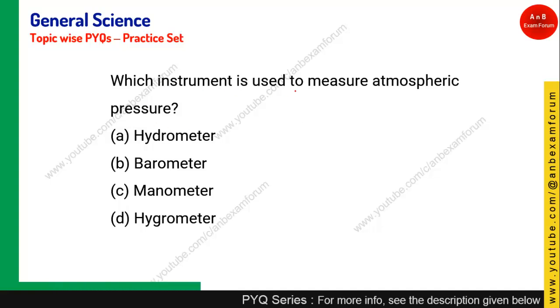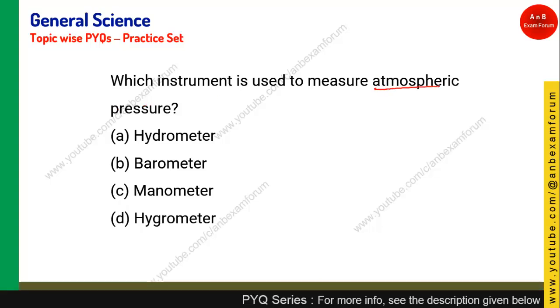Which instrument is used to measure the atmospheric pressure? Okay, atmospheric pressure, a very simple one. Let's see one by one. Hydrometer, as I told you in the previous slide, is used to measure the density of the liquid. Okay, density of any liquid. Barometer is used to measure the atmospheric pressure, so this is the right answer.